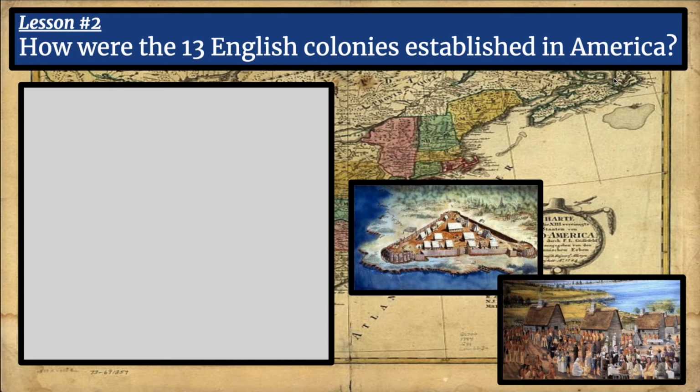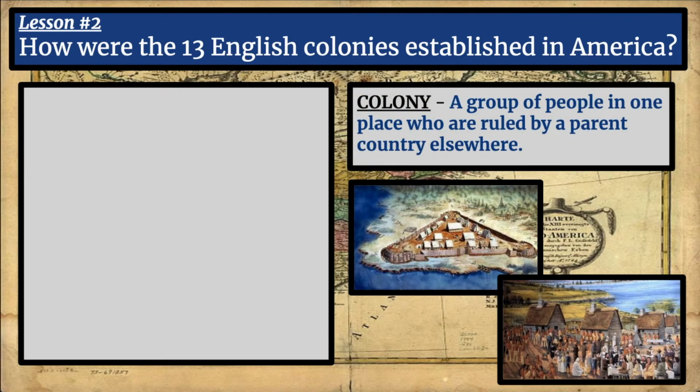Of course, the Native Americans were here first, but the English sent colonists to America. And a colony is a group of people in one place who are ruled by a parent country elsewhere. In this case, the parent country is England.